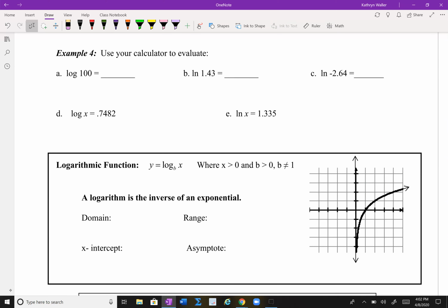Okay, this is so bad. Oh, good, there's one right there. I was going to say I'm going to have to run downstairs and get my calculator, but I'll use this one. Okay, so grab your calculator and hit log, and then punch in 100, close it off, and hit enter.